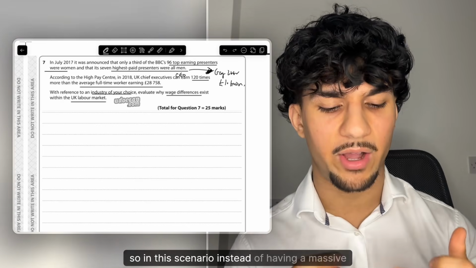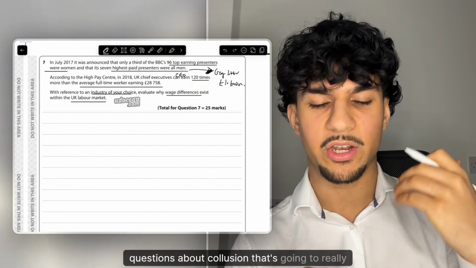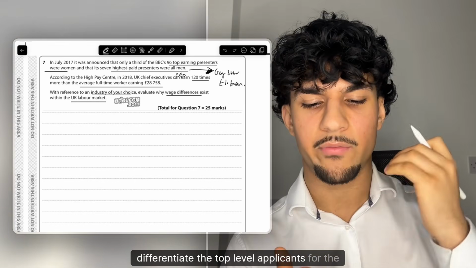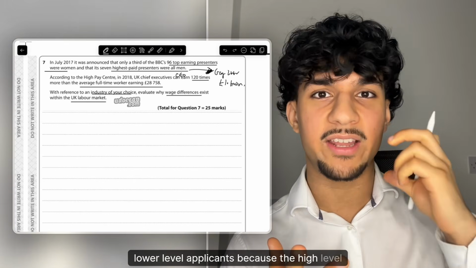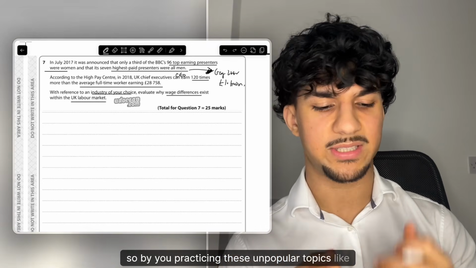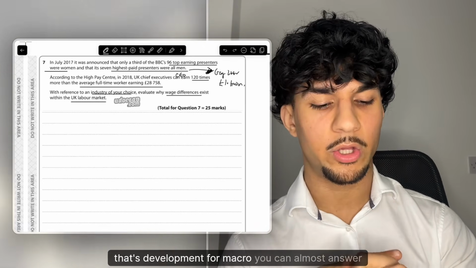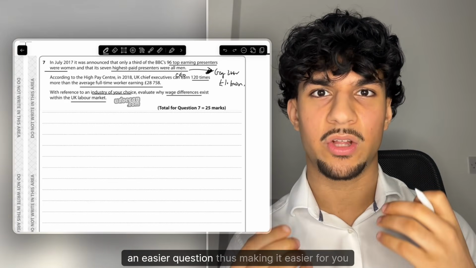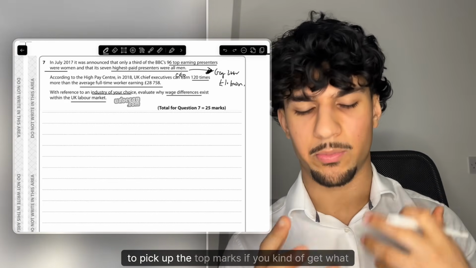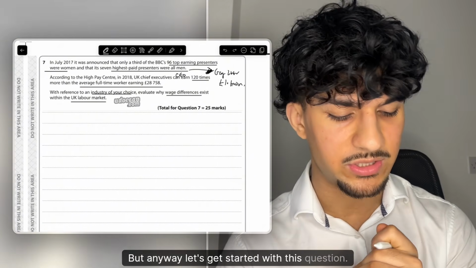So in this scenario, instead of having a massive depth of knowledge, since the other 25-mark questions about collusion are going to really differentiate the top level applicants from the lower level applicants, because the high level chains of analysis will just be totally different. So by practicing these unpopular topics like labour markets for micro, like globalization and development for macro, you can almost answer an easier question, thus making it easier for you to pick up the top marks, if you kind of get what I'm getting at. But anyway, let's get started with this question.